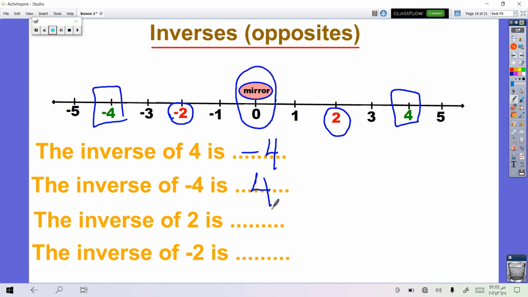So in inverses or opposites, we have to change the sign. If we want to find the inverse of 4, it will be equal to negative 4, we have to change the sign only. The inverse of negative 4 will be equal to 4, so in this case we change the sign. If we want to find the inverse of 2, it will be equal to negative 2. The inverse of negative 2, we have to change the sign, it will be equal to 2.